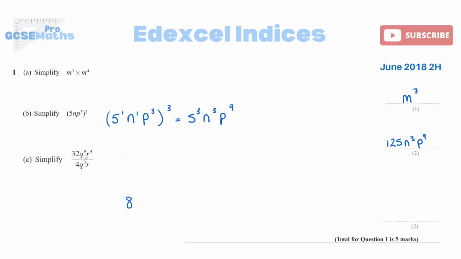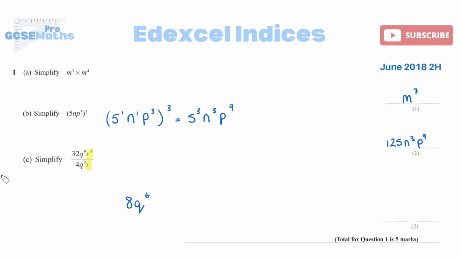Then, the next 2 terms, Q and R, do involve powers, so that's where we would use our second index law, which is to subtract the powers when they're telling us to divide. So work through it, column by column. Q to the power of 9 divided by Q to the power of 3. If we subtract the powers, is q to the power of 6.